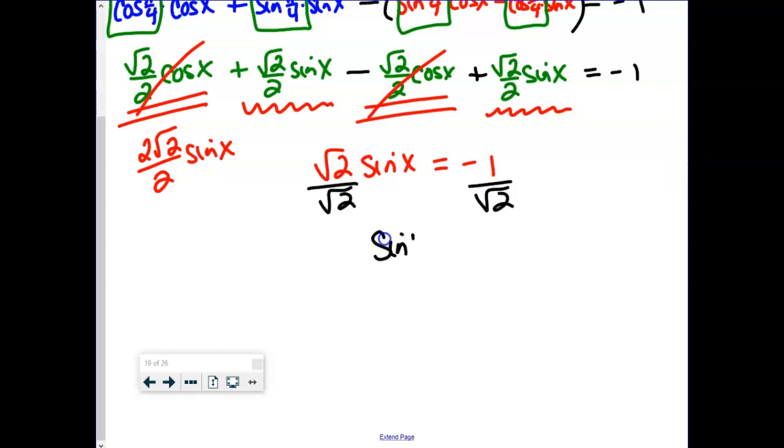And now I'm looking for sine x equals, I would never write it as -1 over square root of 2 because my unit circle doesn't look like that. They rationalize it. So tell me all the places where you get a sine of negative square root of 2 over 2. And, nah, that's positive. There we go.